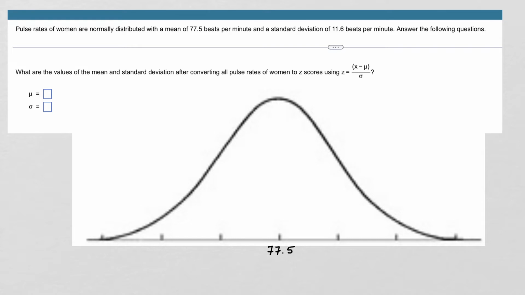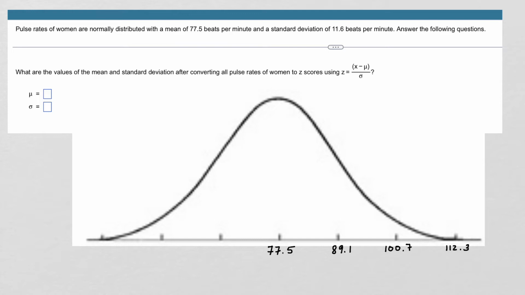and then I'm going to add the standard deviation of 11.6 to that mean, and that gives me 89.1. And then I'm going to continue to do that, and I have 100.7 and 112.3. So those are the values at 1 standard deviation above the mean, 2 standard deviations above the mean, and 3 standard deviations above the mean.